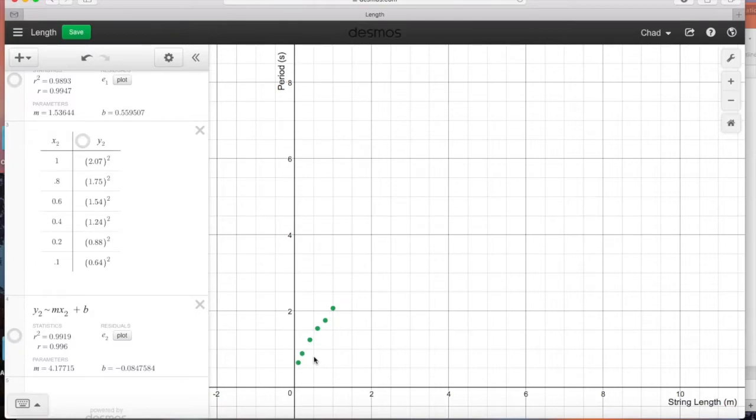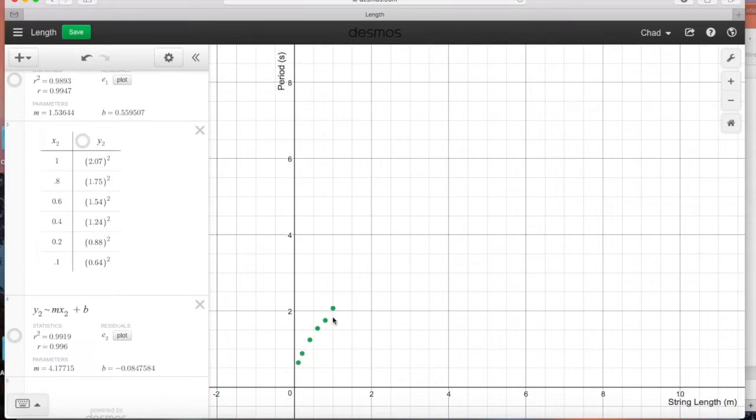Is there a way that we can model that relationship mathematically and use that to predict what the period would be at a certain string length? Let's say that we're designing a pendulum for some reason, maybe for a clock, maybe for a piece of artwork, maybe for some engineering design. And we want to predict what is the period of this pendulum going to be if the string length is 2 meters. So how can we do that?